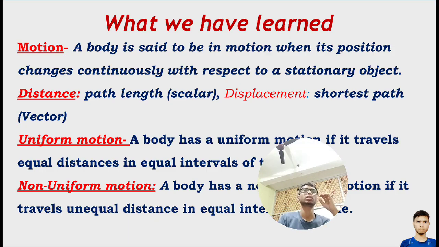Motion. There is an object which is moving. If the speed of a moving object is fixed, then that type of motion is a uniform motion. This is the meaning of uniform motion.